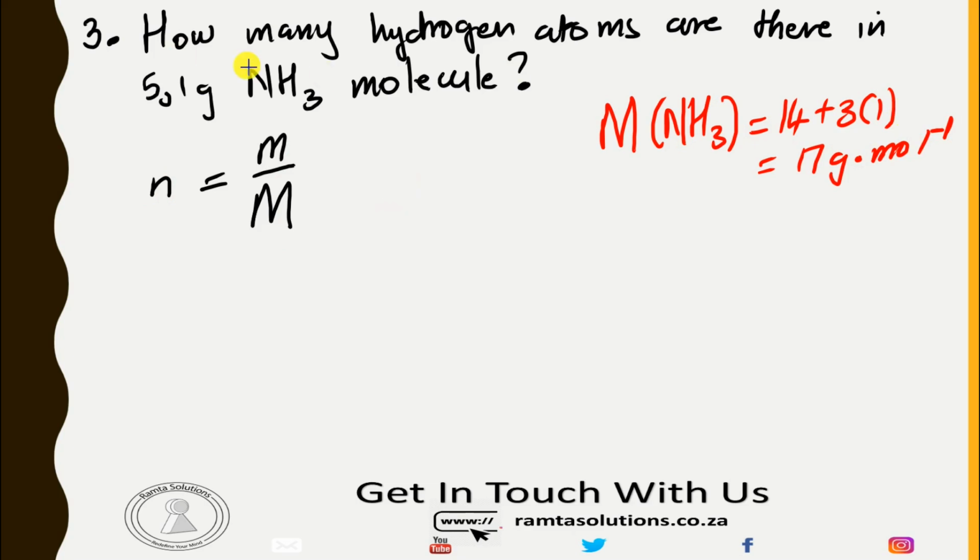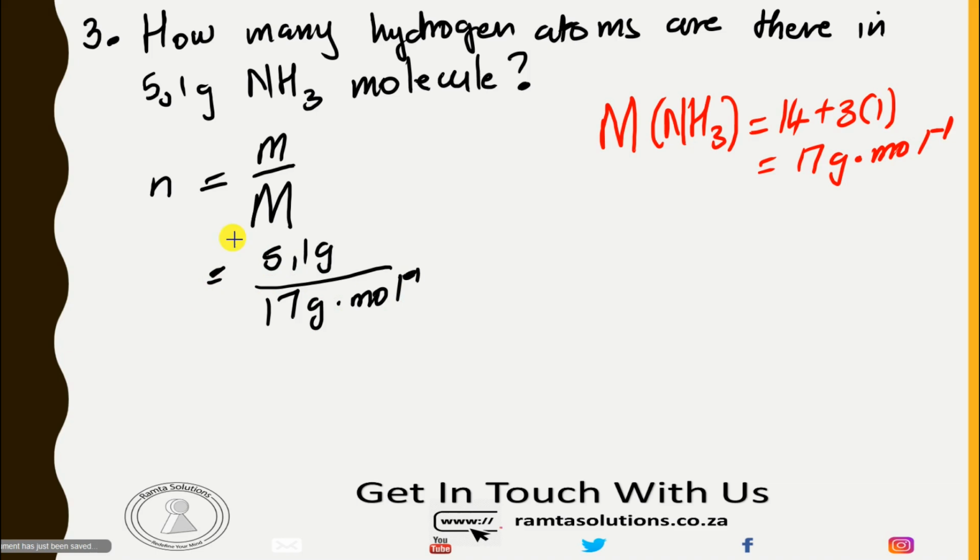Okay. So if you like, you can do what I'm going to do, or maybe let me just do it in a long way. So we will then say, what is our mass? Our mass is 5.1 grams. What is our molar mass? Our molar mass is 17 gram per mole.